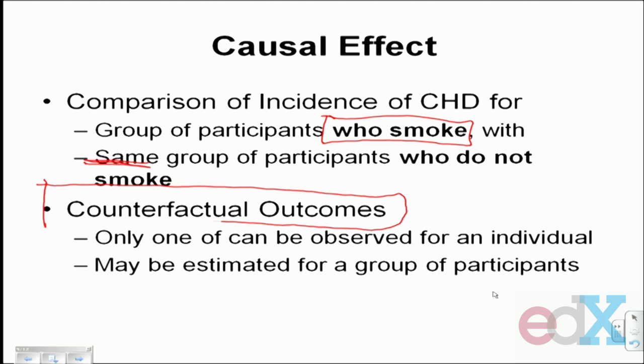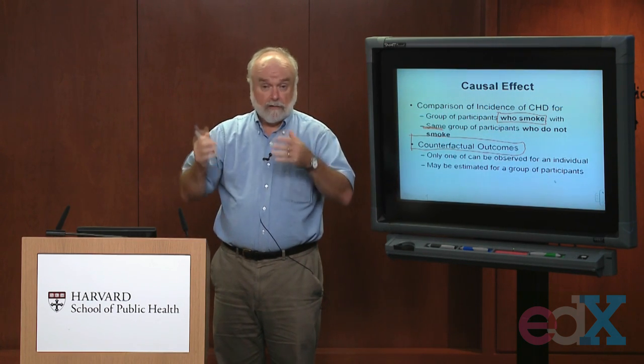What I'm measuring are two outcomes on the same people. One under the stipulation that those people are smokers, one under the stipulation that those same people are now non-smokers. So I would observe two different counterfactual outcomes for each individual. One under the scenario that they were a smoker, one under the scenario that they're a non-smoker.